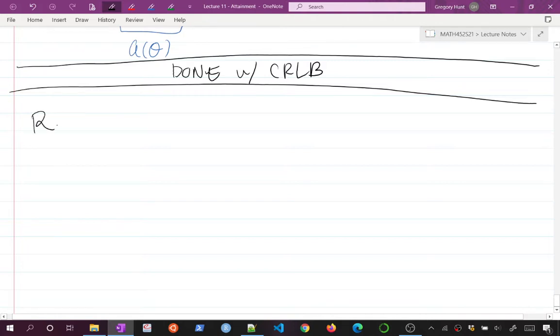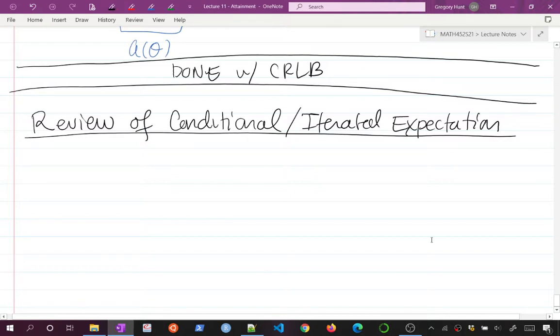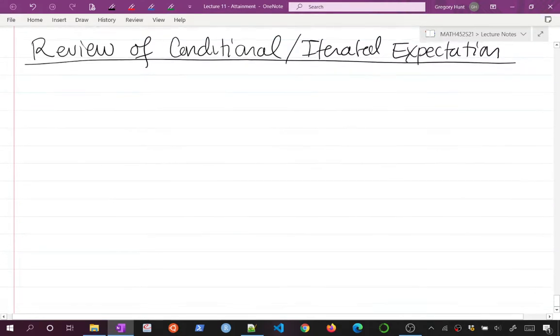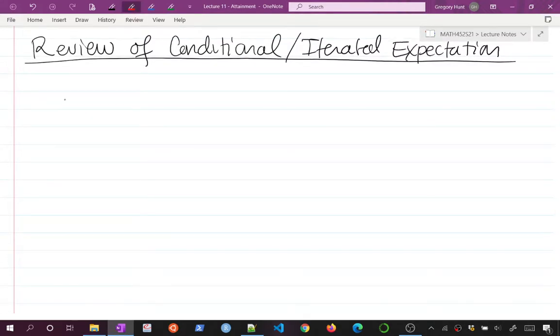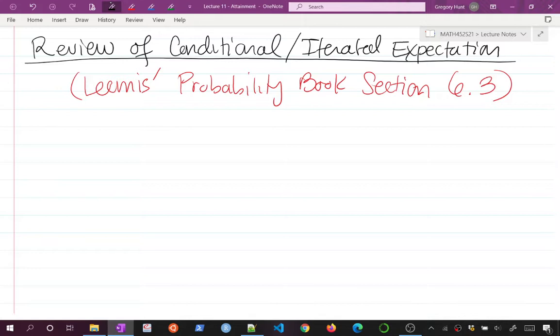So we're going to spend the last part of this lecture on a review of conditional expectation and iterated expectation. So let's review. If you take 451 with me, this is in Dr. Lemus's probability book, section 6.3.